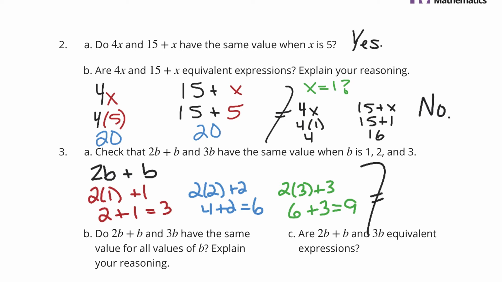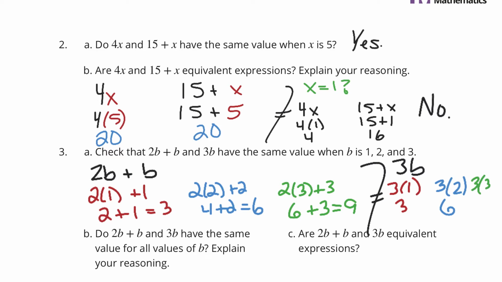And now let's compare that to 3b. 3 times 1 is 3. So far, so good. 3 times 2 is 6. That matches the other one too.